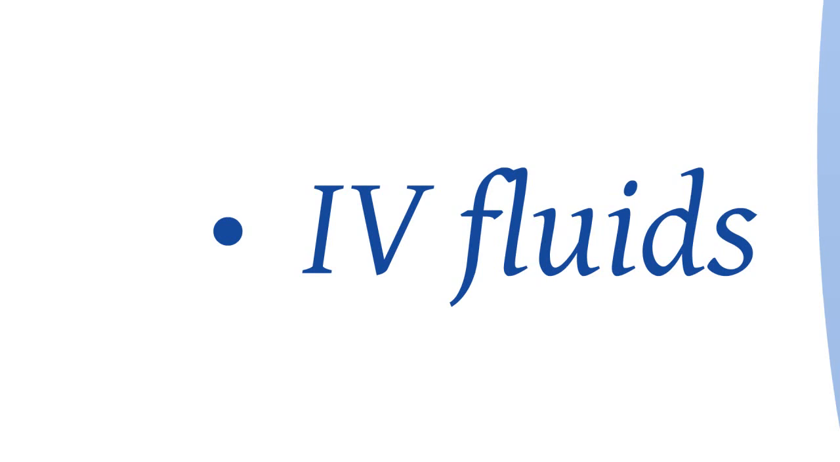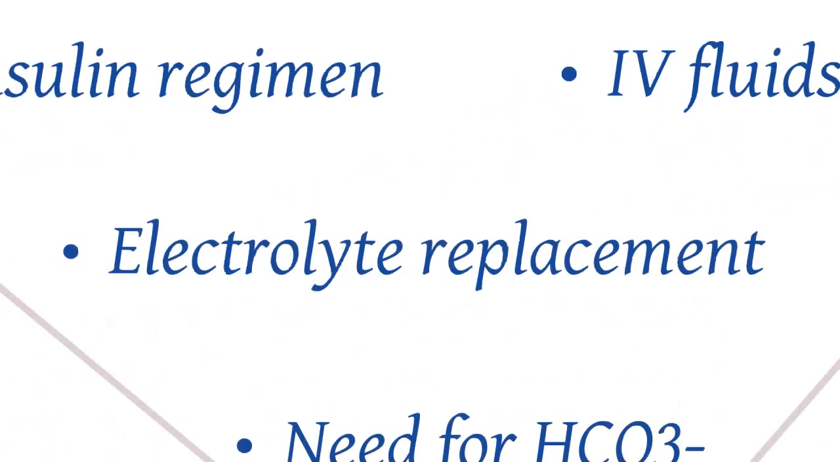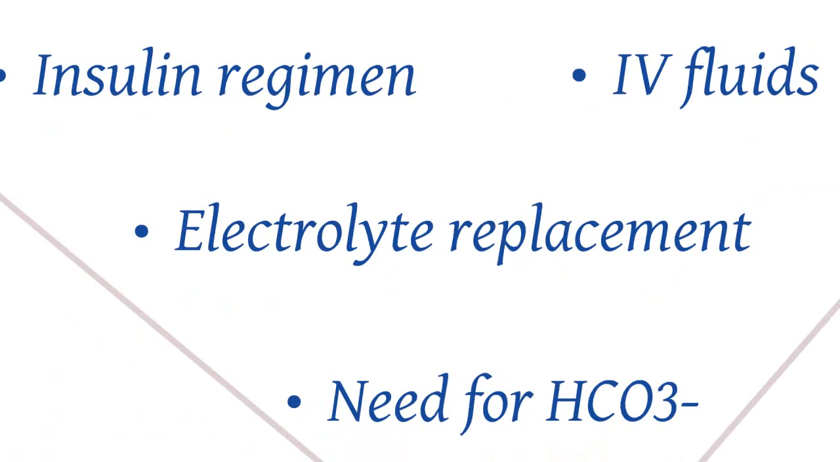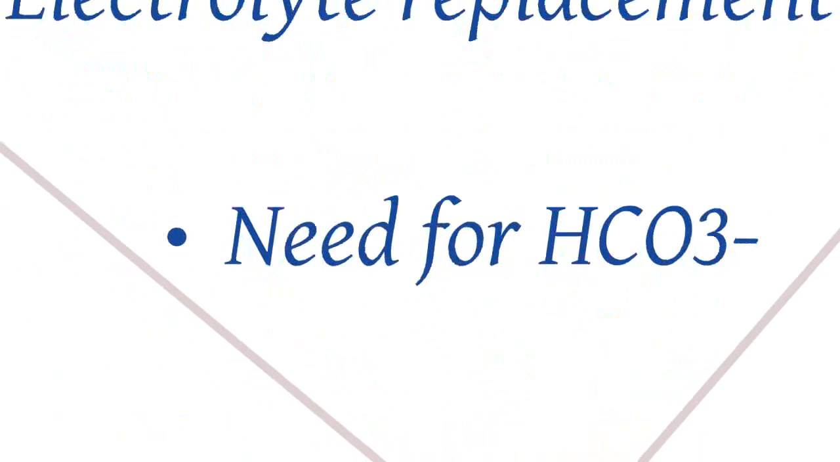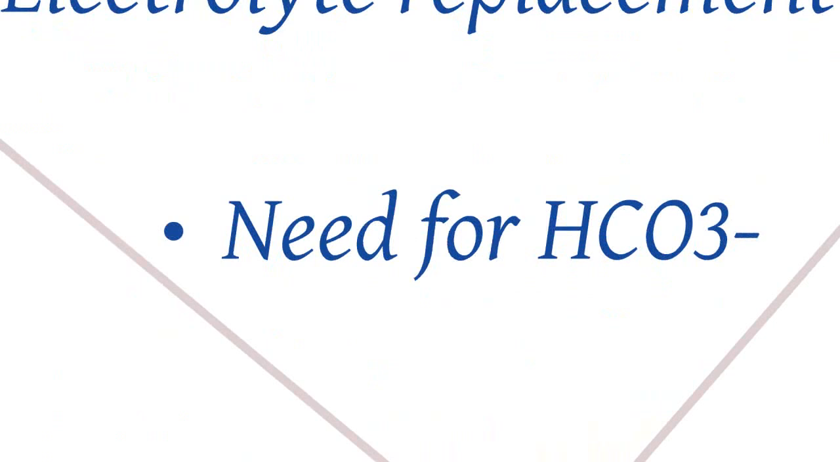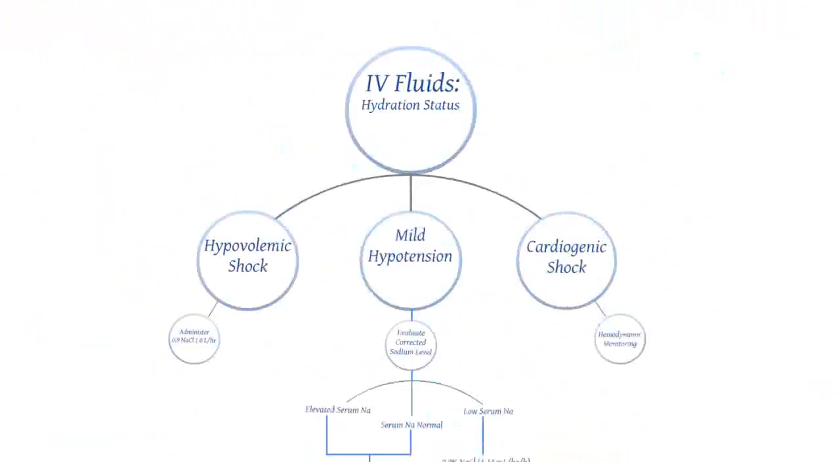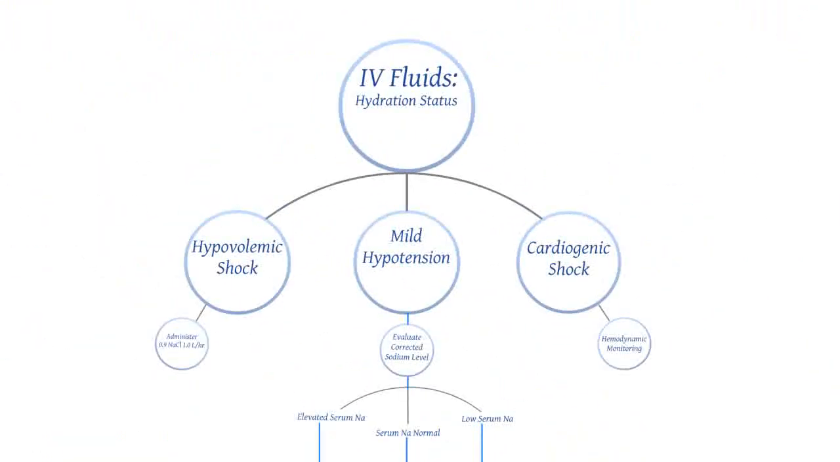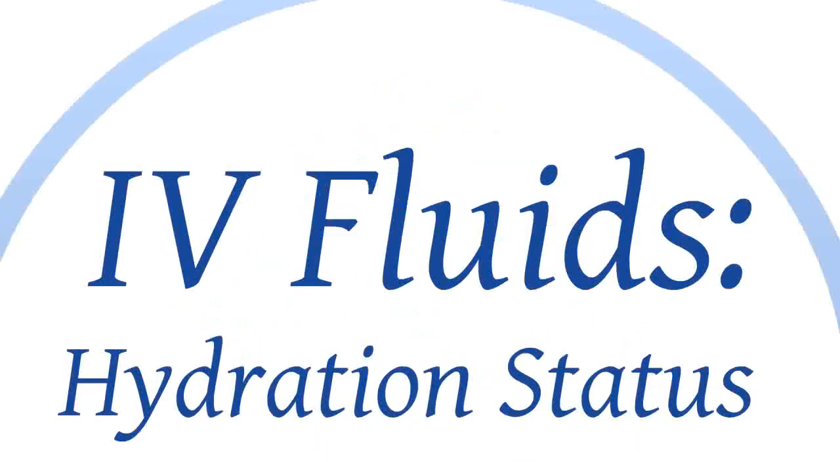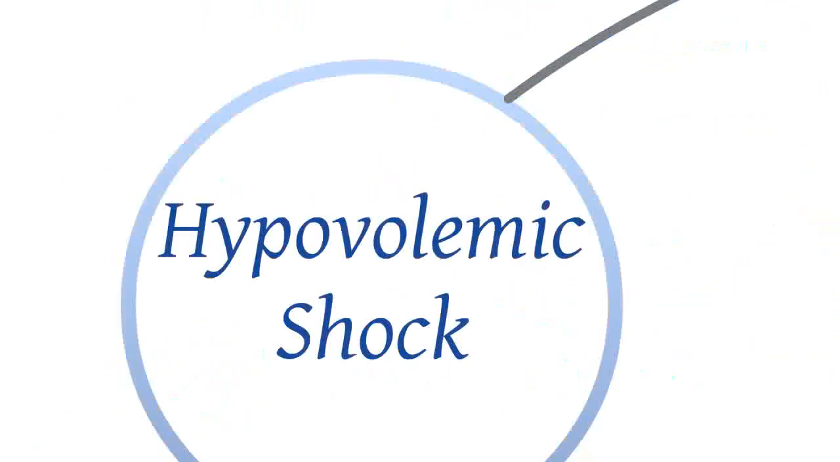This is what fluids to begin treatment with, and then how to change fluids based on a patient's blood glucose and whether they're eating or not. The third category is electrolyte replacement, and the fourth category is the need for administration of bicarbonate. Let's begin with the most important category, IV fluids and hydration status. This is the most important because these patients are extremely hypovolemic. So we separate IV fluids into 3 categories.